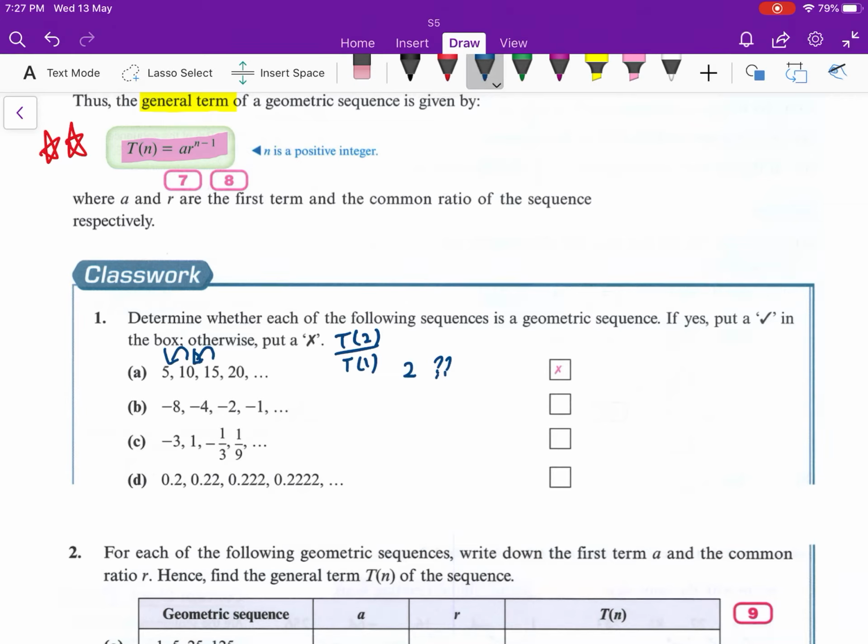-4 divided by -8. A lot of the students think that the answer is a fraction. Why not? A fraction can be the answer. So the ratio is 1 over 2. Then let's try another one. Negative 2 divided by negative 4. The ratio is 1 over 2 again. See, even for the third term, it is the same. So yes, they have a common ratio. So this is a GS, okay? The same skill: just use the next term, T2 divided by T1, T3 divided by T2, and then you would know whether it is yes or no. So C is a GS, D is not a GS, okay? Super easy to identify GS or not, right?